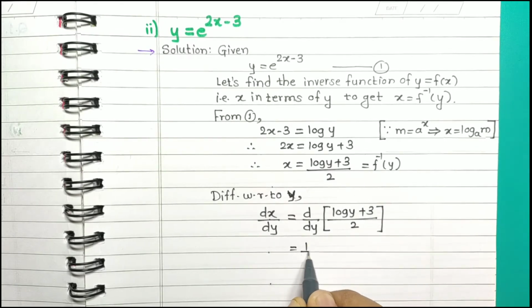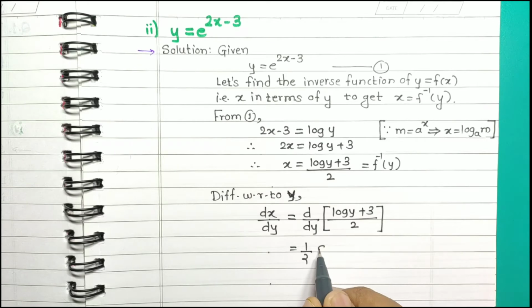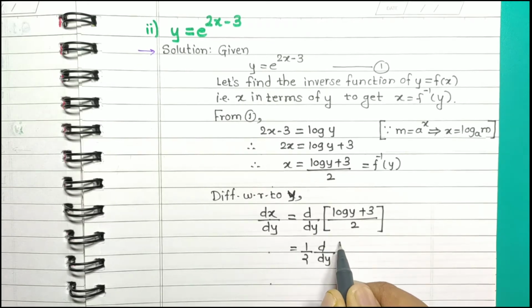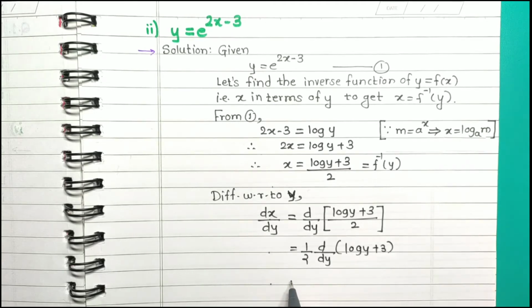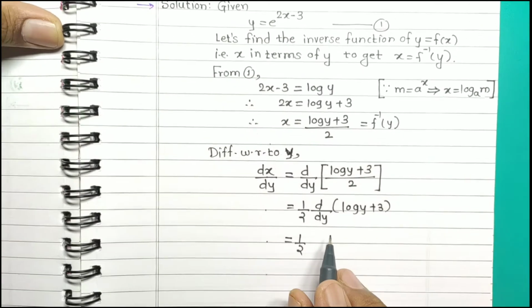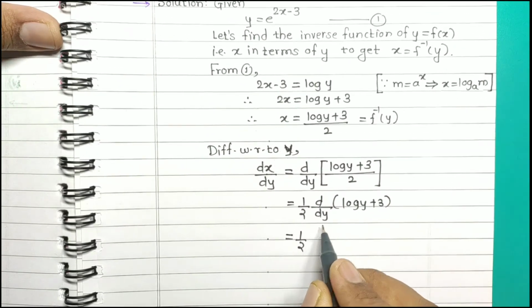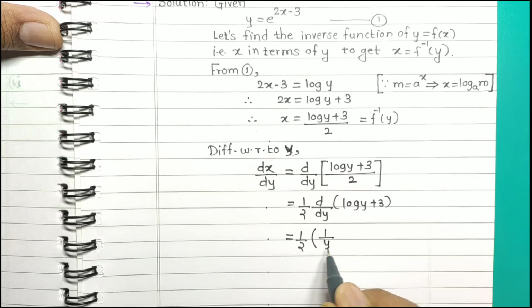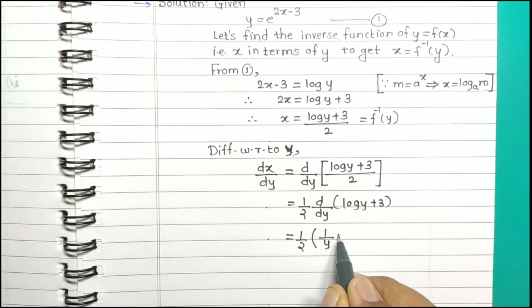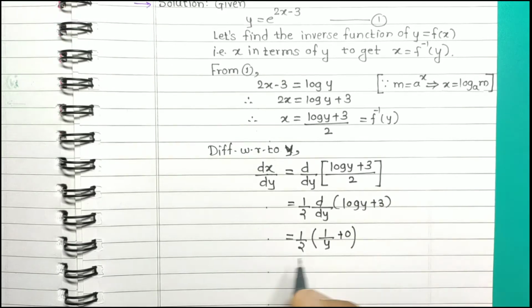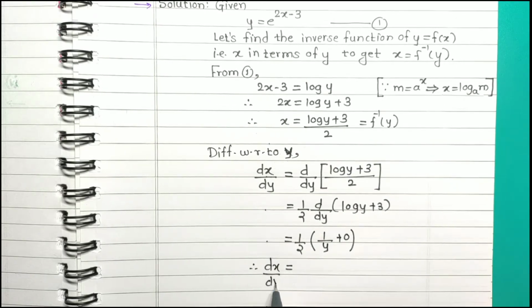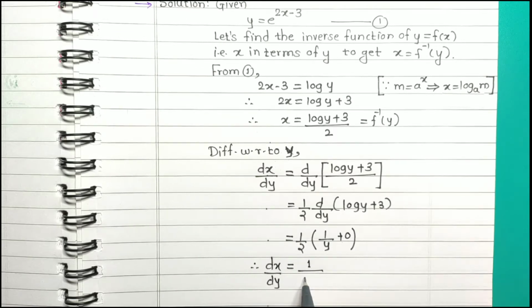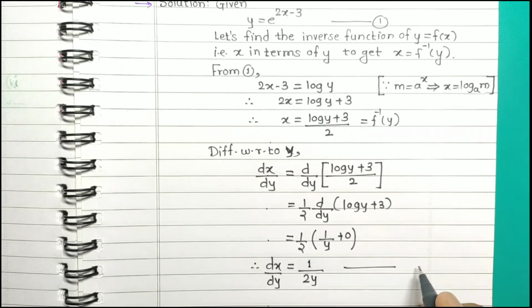See, this half is constant, into d by dy of log y plus 3. So we have half into the derivative of log y with respect to y, which is 1 upon y. So this is 1 upon y, and 3 is constant, so its derivative is 0. Therefore dx by dy is equal to 1 upon 2y. Call it equation number 2.